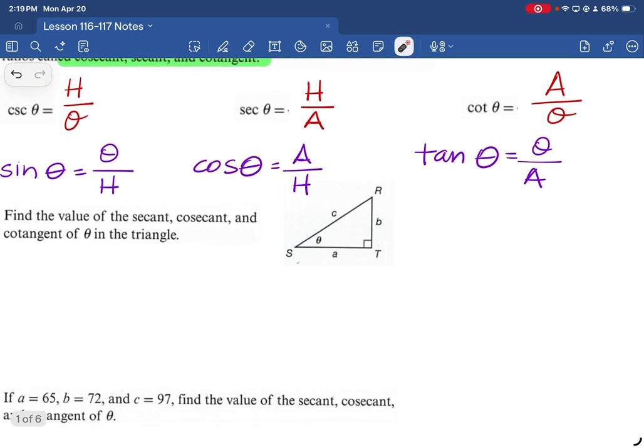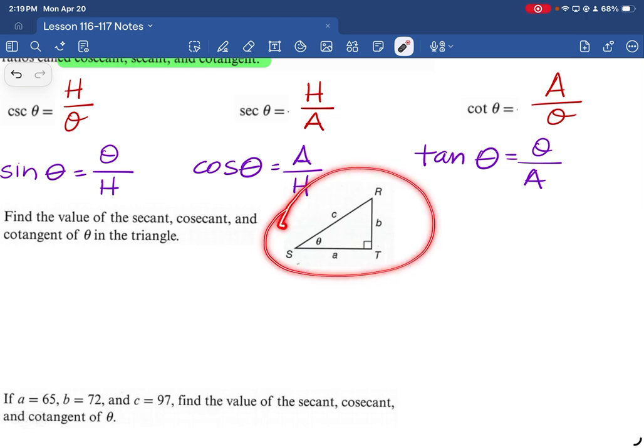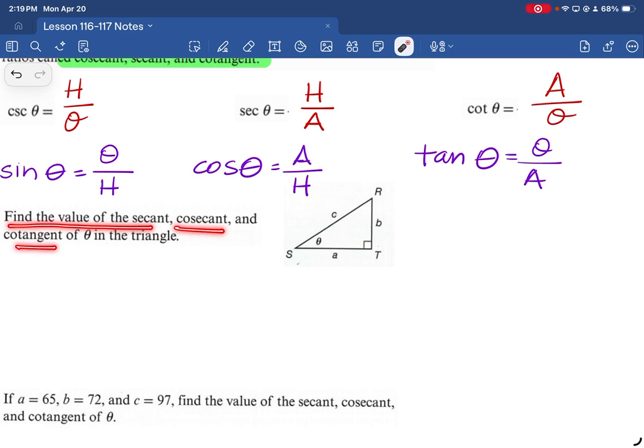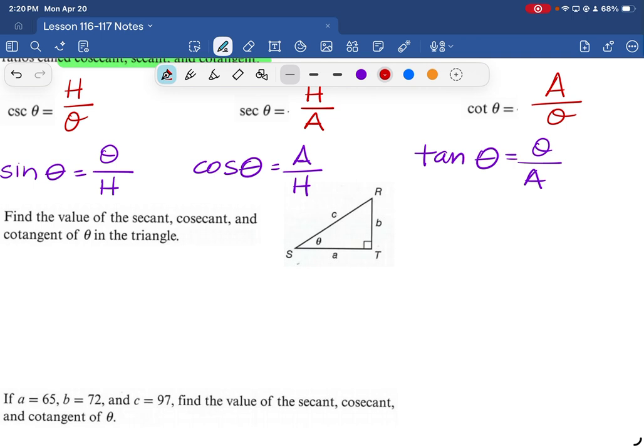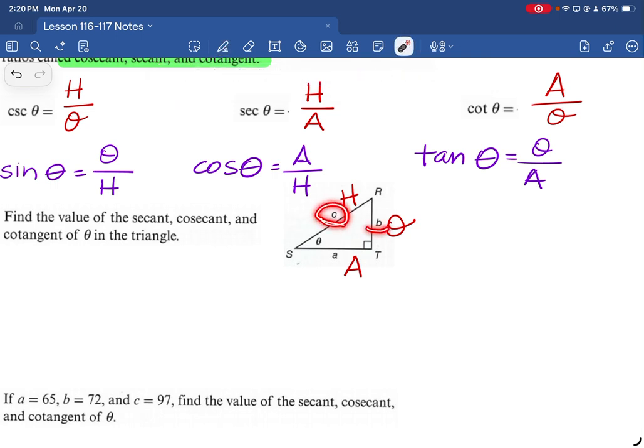Now let's apply it to a diagram. The instructions tell us to find the value of the secant, cosecant, and cotangent of theta in the triangle. So what have I always made y'all do first? Label. Label H for the hypotenuse, O for the side across from the theta, and then A for the adjacent side to the theta. It has no numbers, but for now we're going to use the letters, the variables that go with those. The letters would just be in our answer.